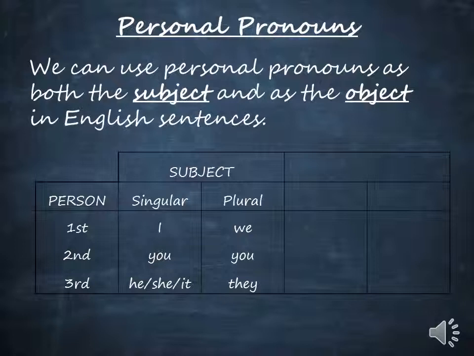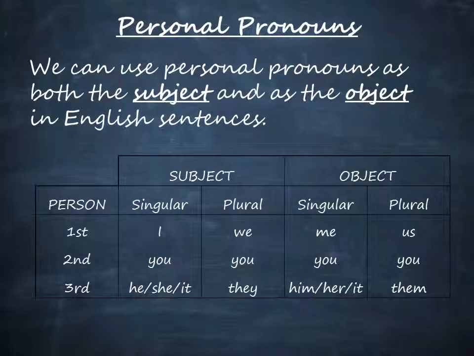The third person is a little more complex. In the singular, we talk about he, if it's a boy, masculine, a man. She, if it's a girl, feminine, a woman. Or it if it's just an object. I'll give you some examples right on the next screen.